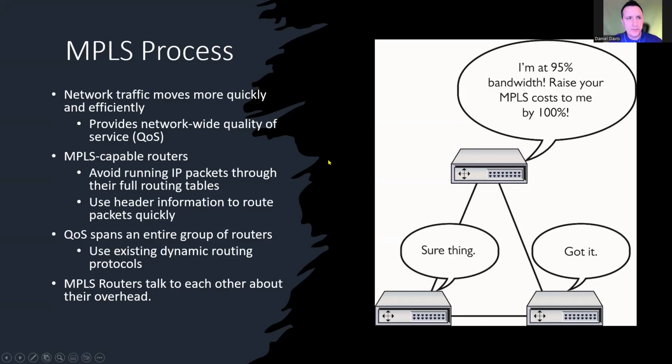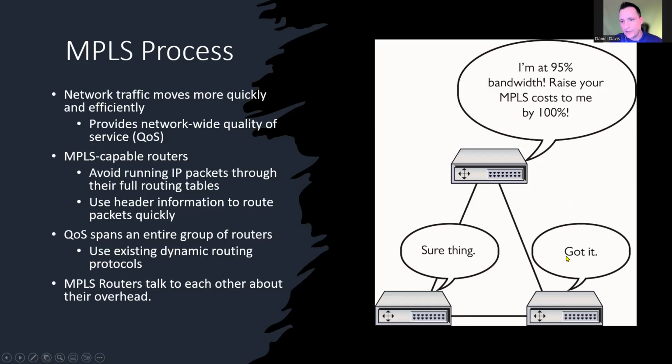And we're just going to bullet point some of the main points to the MPLS process. Network traffic moves more quickly and efficiently when you're using MPLS routers. Provides network-wide quality of service. MPLS-capable routers avoid running IP packets through their full routing tables. Use header information to route packets quickly. Quality of service spans the entire group of routers. Use existing dynamic routing protocols. MPLS routers talk to each other about their overhead.